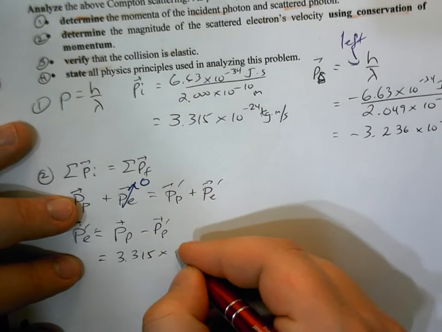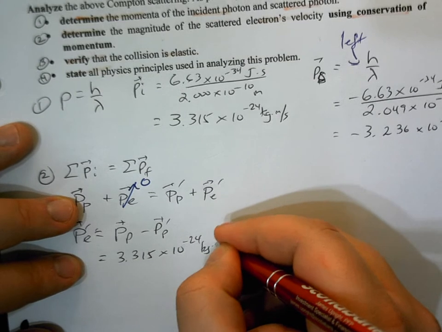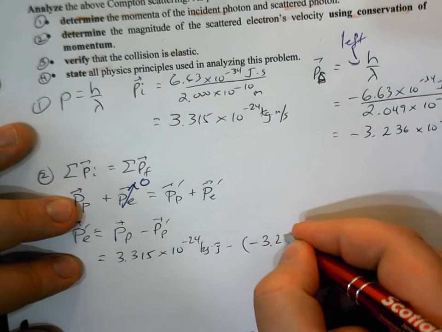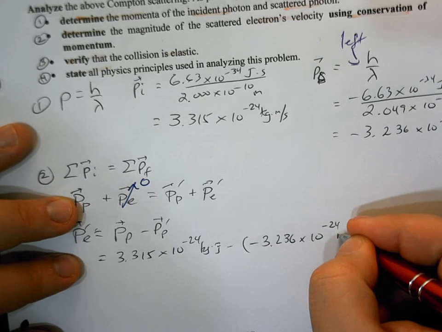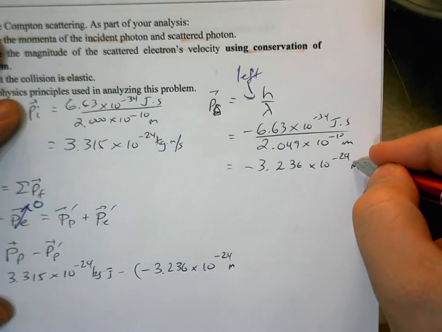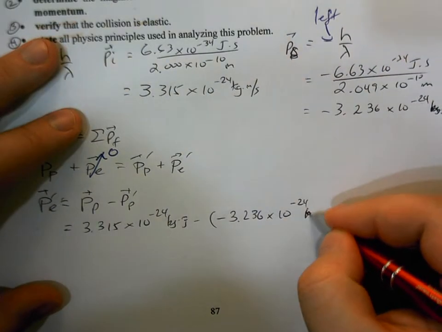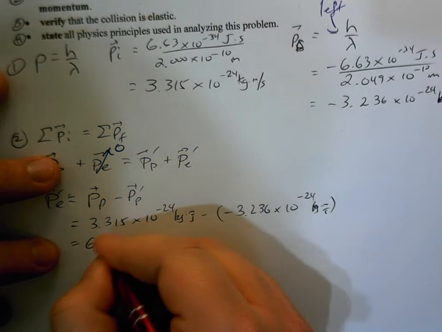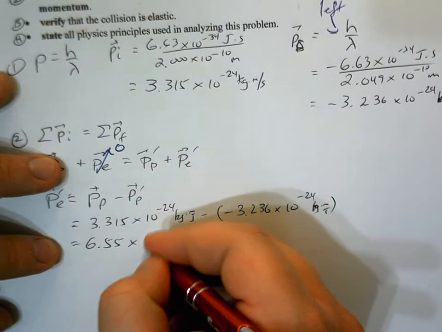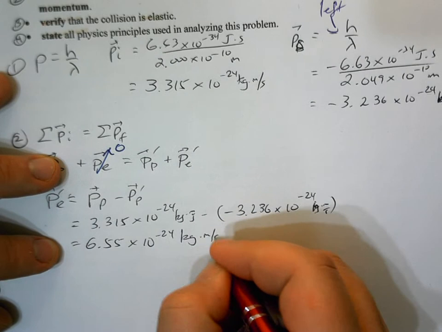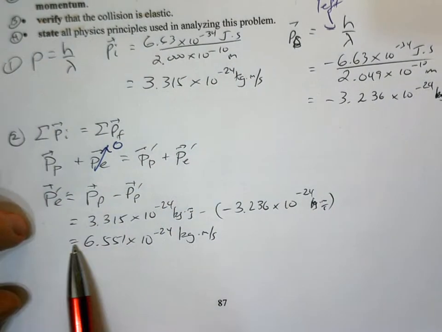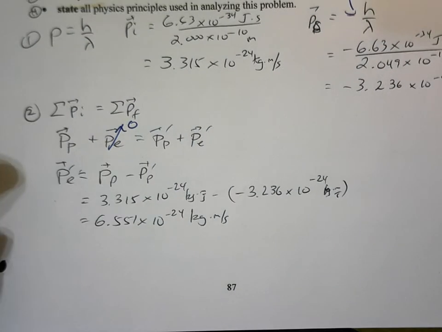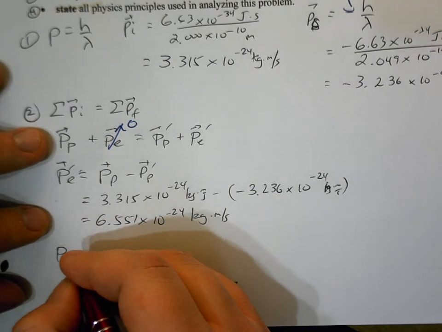So we have the initial photon's momentum, and then we subtract off of that the contribution of the momentum going to the left after the collision, hence our negative here. Oh yeah, I don't know why I wrote meters here. This should be kilogram meters per second. Same thing here. So this is going to give me the momentum. I need 4 sig digs, so I'm going to get about 6.551 times 10 to the minus 24 kilogram meters per second. So that is the momentum of the electron after the collision. We also know that p is equal to mv.